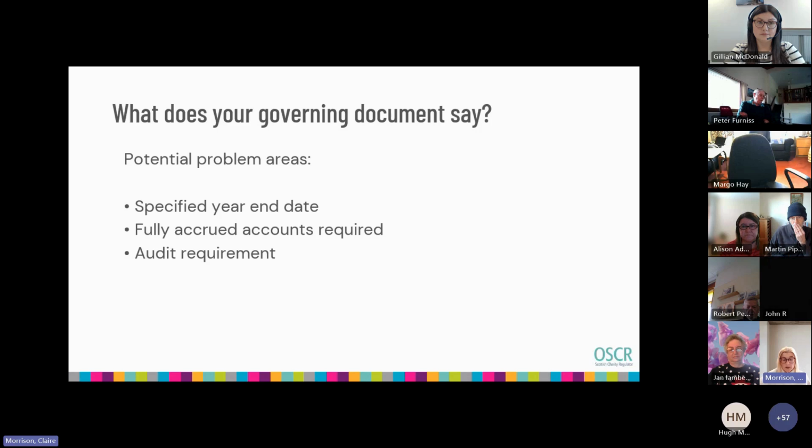This type of change to the governing document can usually be made without our consent, but you must notify us of any changes made to the governing document and provide us with an updated copy of the constitution. I'm now going to pass you to Alison, who will talk through the specific requirements for receipts and payments accounts.